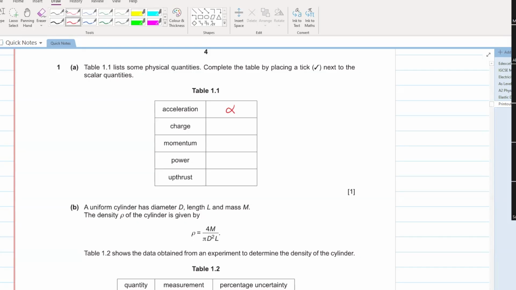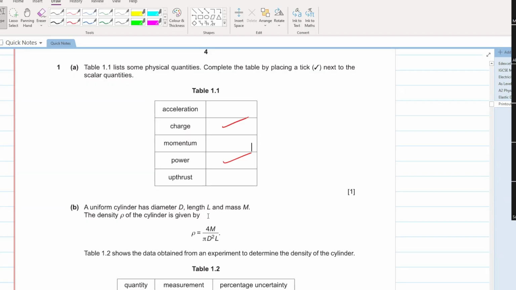Acceleration is not a scalar. I'm not putting crosses because we have to put a tick in place of the scalar quantities. What are the scalar quantities here? Charge is a scalar quantity, so I can put a tick here. Momentum is not a scalar quantity. Power is a scalar quantity. Upthrust is not a scalar quantity.